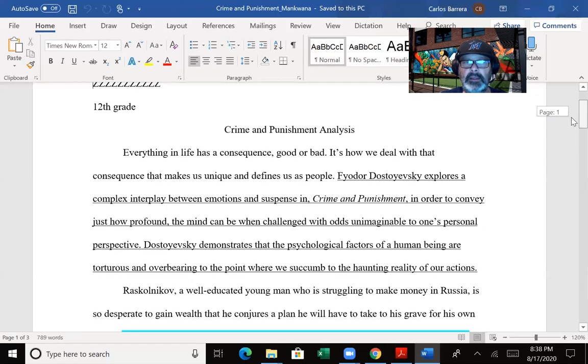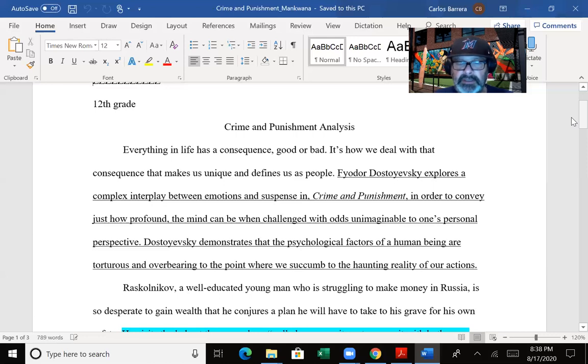And this essay, let's look at the thesis sentence. Fyodor Dostoevsky explores the complex interplay between emotion, suspense, and crime and punishment in order to convey just how profound the mind can be when challenged with odds unimaginable to one's personal perspective. Dostoevsky demonstrates the psychological factors of a human being that are torturous, overbearing to the point where we succumb to the haunting realities of our action. Definitely not the chicken foot.